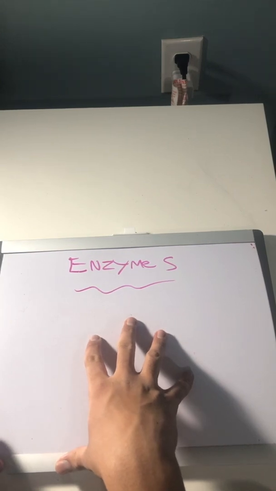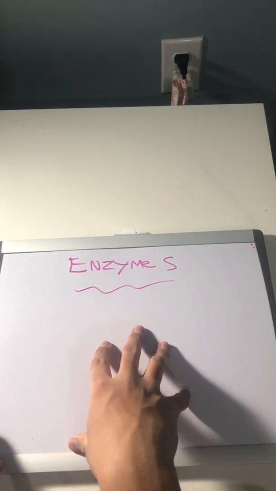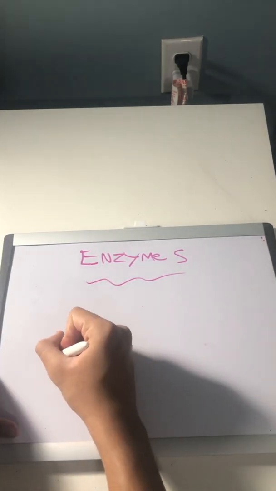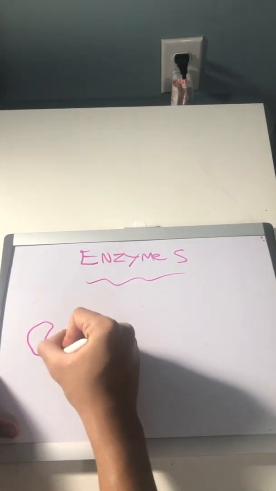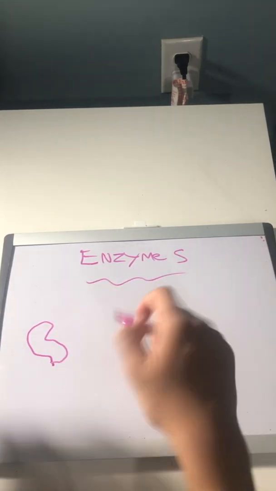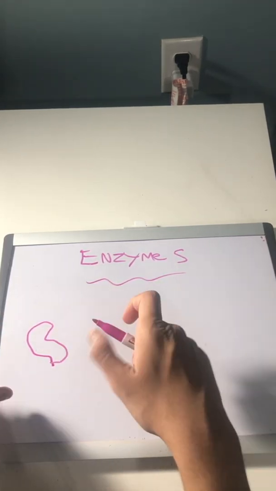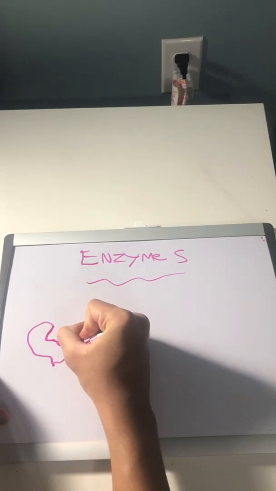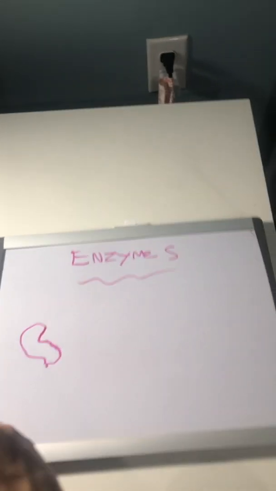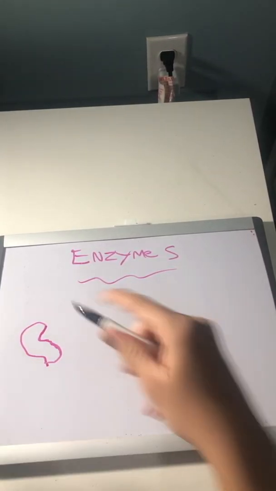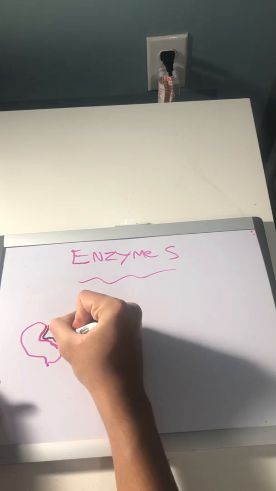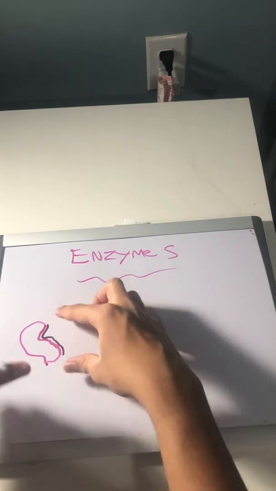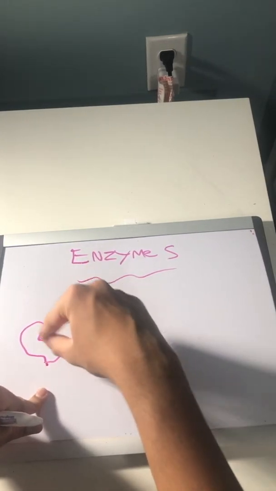However, let's actually look at what enzymes do. Enzymes are a form of protein. Enzymes come in all shapes and sizes. However, this is my example of it. You see this area right here? Let's color this right here. This area that we just outlined is called the active site.